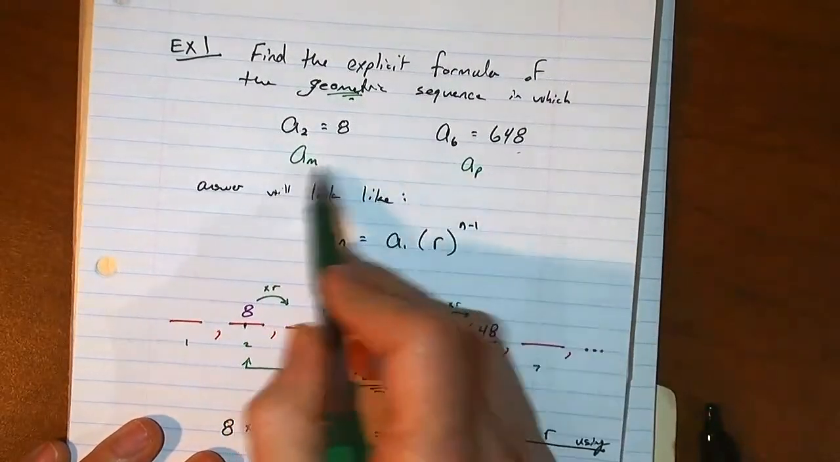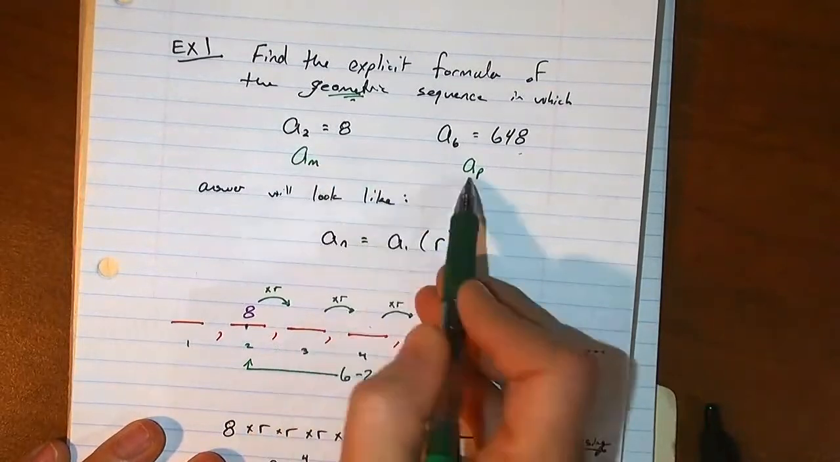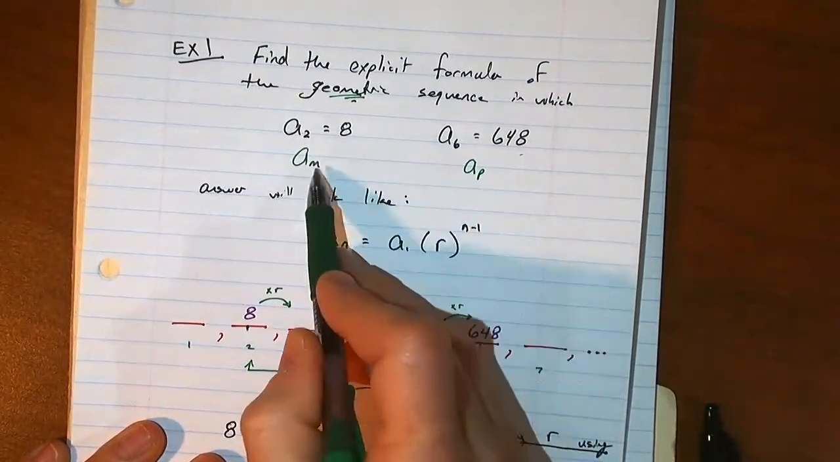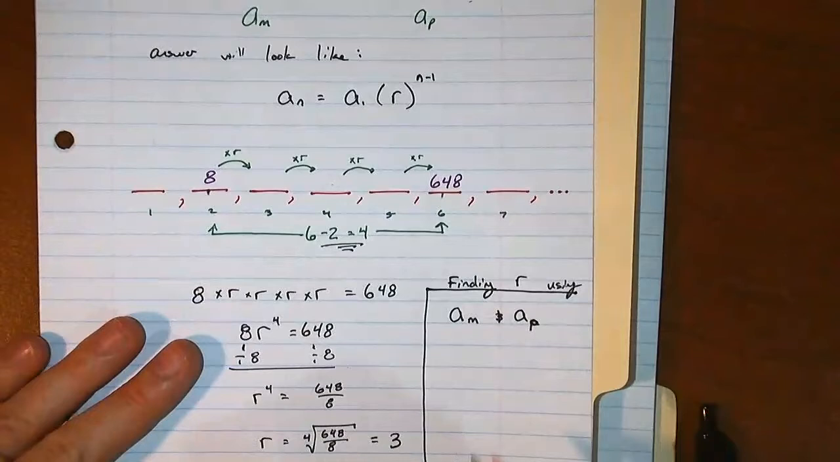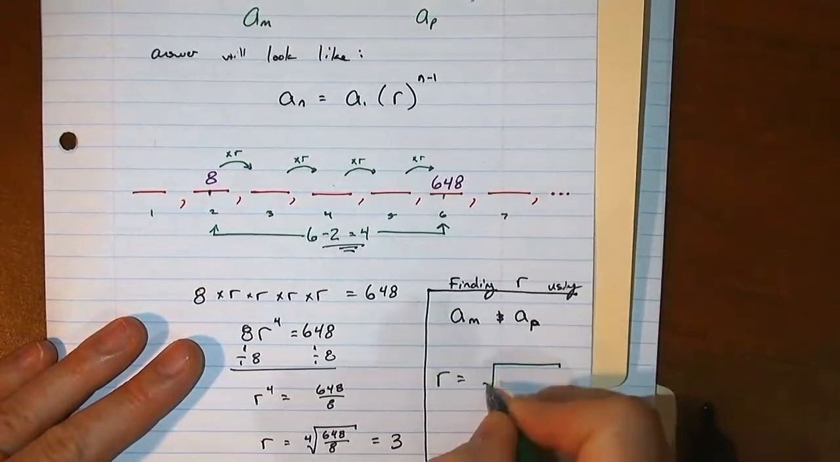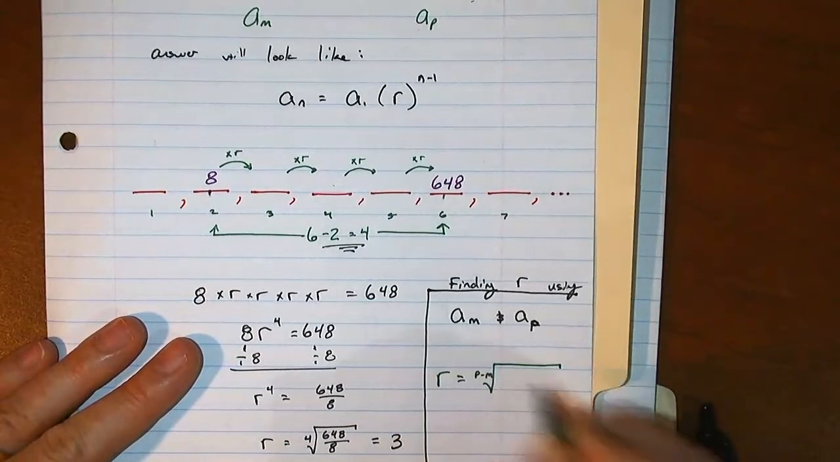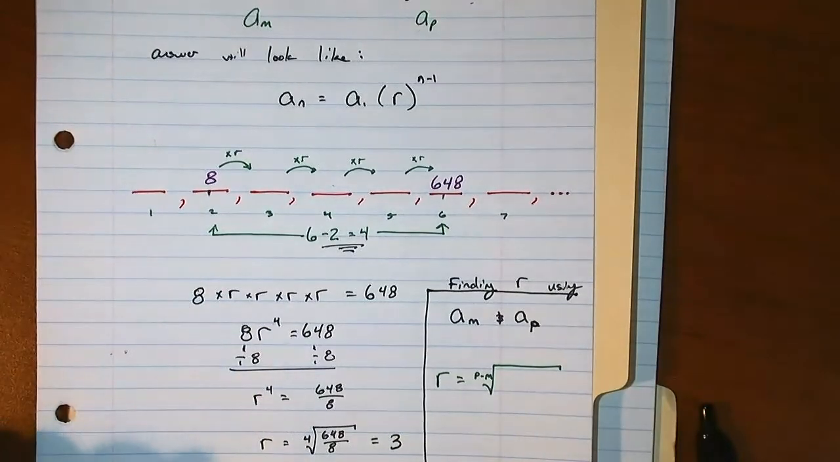If I think of these as being terms M and P, that just means I'm doing P minus M. P minus M, 6 minus 2, P minus M. That's what I'm working with. So R is going to be equal to some radical, and the radical is going to have an index of P minus M. That's going to be my index, P minus M.